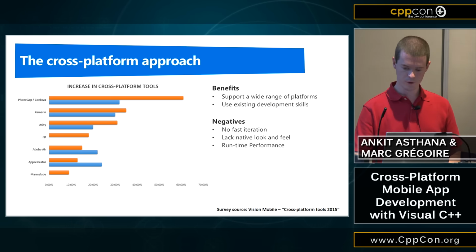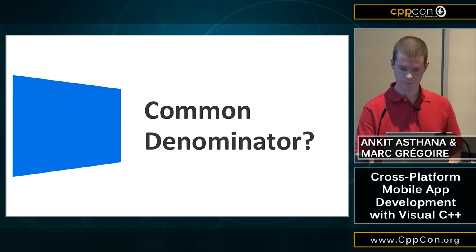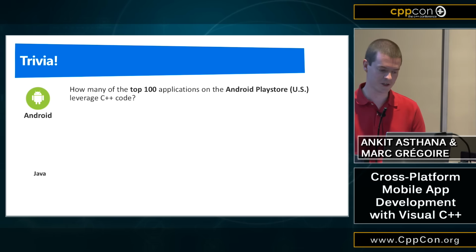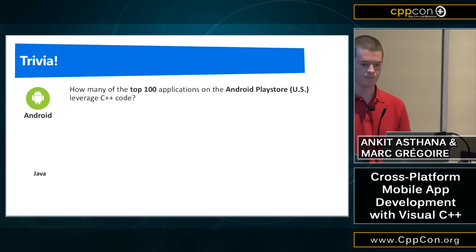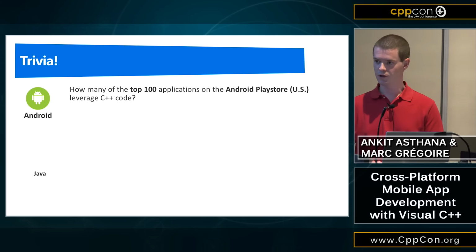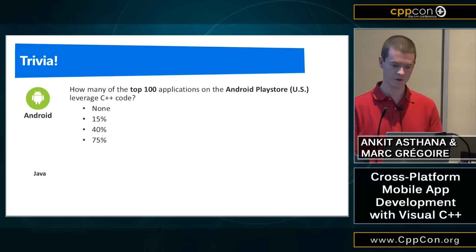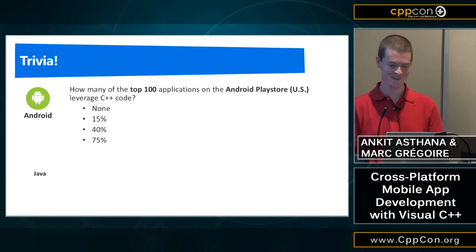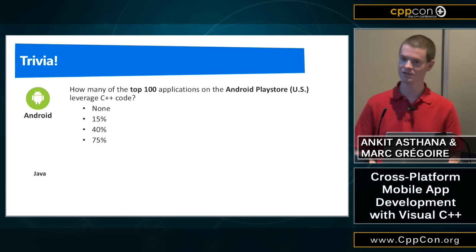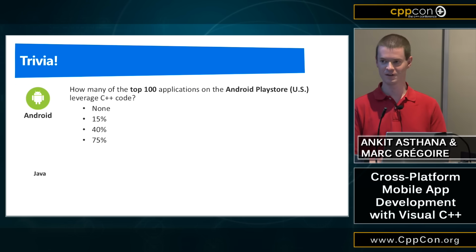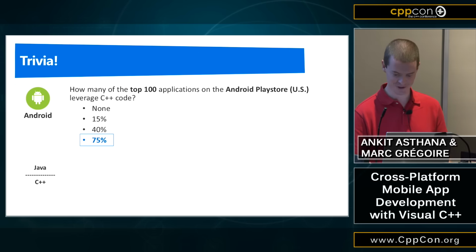So if you look closely at the three different platforms, there is actually a common denominator, but let's first have a trivia question. If you look at the top 100 Android Play Store applications on the US Android Play Store, how many of these are using C++? I have a couple of options. Who thinks none of these 100 top applications use C++? No one? How many think 15% use C++? A few of them. How many think 40%? 75%? That's the majority. Yeah, it's 75%.